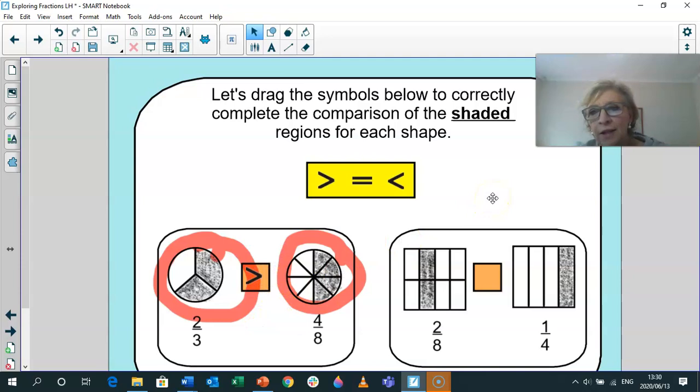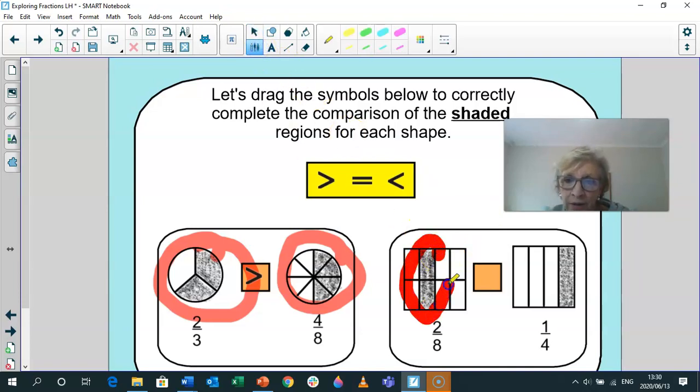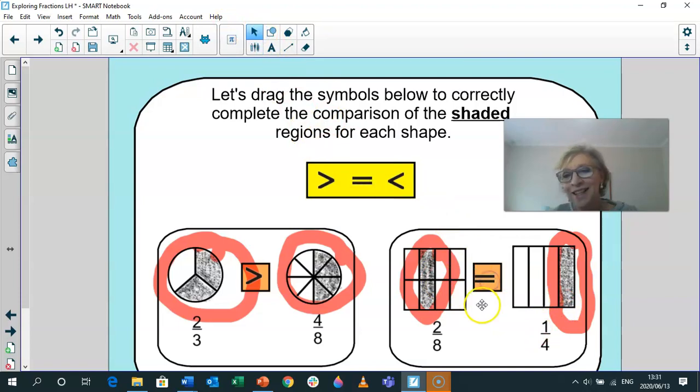And later on you'll use other ways to compare those using number calculations. But for now, we're just using pictorial, visual ways of finding out which is bigger. Now let's have a look at this one. Okay, 2 out of 8 are shaded. Okay, 2 out of 8. 1 out of 4. Okay, so 2/8 and 1/4. But what can you notice about that? Well done. So the equals sign gets used there because 2/8 and 1/4 are the same.